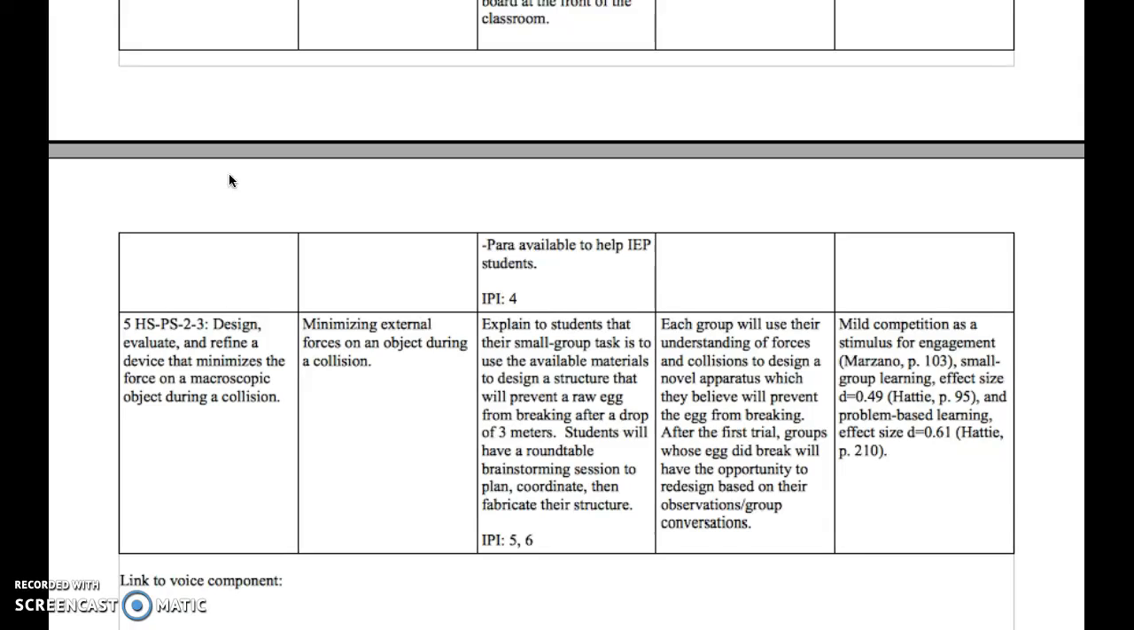And then the rationale for this is mild competition as a stimulus. I think they will really get into it, trying to see who can drop it from a higher height than 3 meters, or so on. And then also small group learning, an effect size of 0.49, and problem-based learning. So I'm not going to give them very many directions. I'm just going to say, don't let the egg break and see what they come up with.